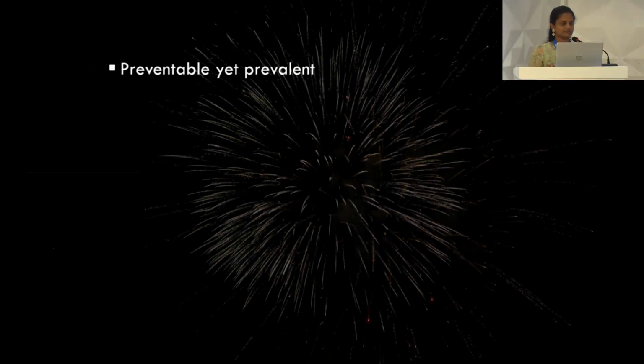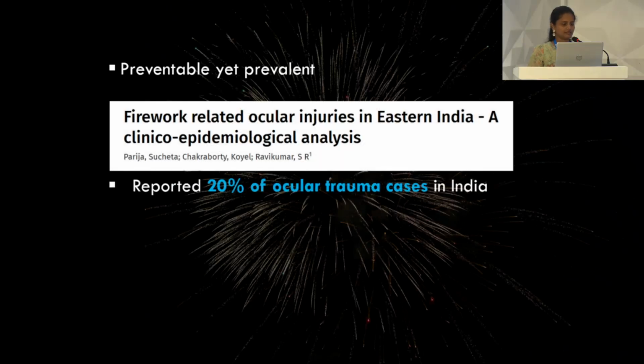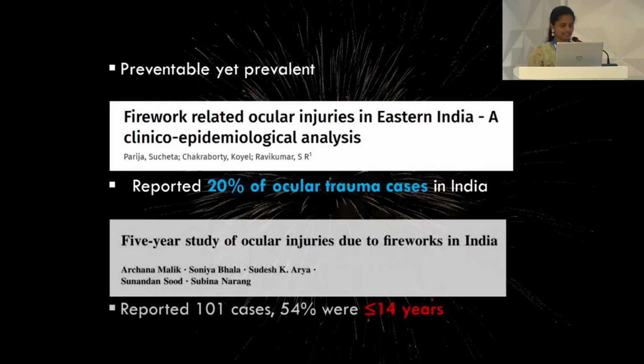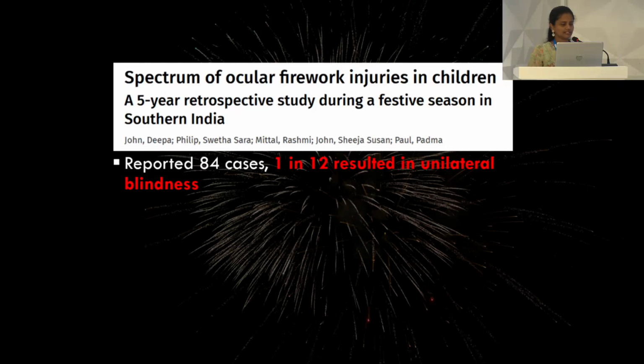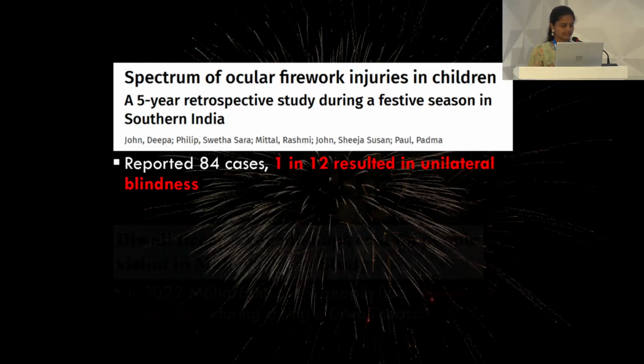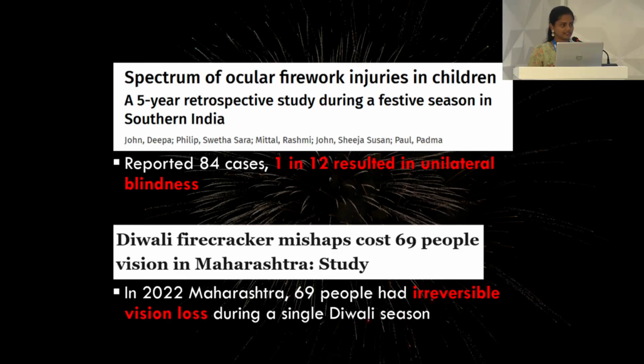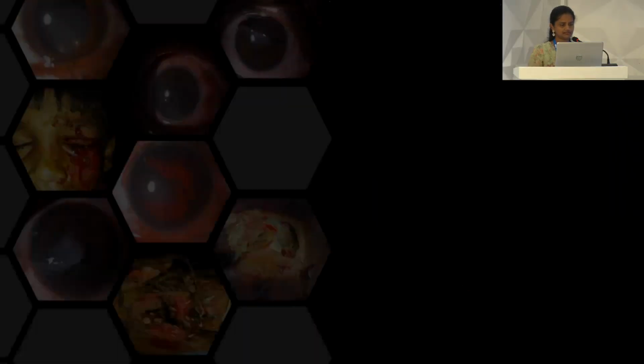Firecracker eye injuries are preventable yet prevalent. Parija et al. in a study reported that it accounts for 20% of ocular trauma cases in India. Malik et al. in a study reported 101 cases, out of which 54% were less than 14 years. John et al. in a study reported 84 cases, in which 1 in 12 resulted in unilateral blindness. In 2022 Maharashtra, 69 people had irreversible vision loss during a single Diwali session.